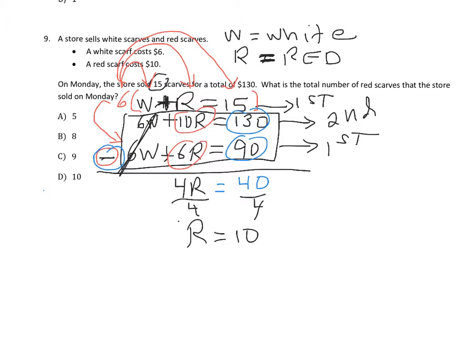Now, let's look at the problem again. Let's read it. The last phrase: what is the total number of red scarves that the store sold on Monday? Well, we got R already. We don't need to find W. Since it's asking for R, the answer should be D, 10.